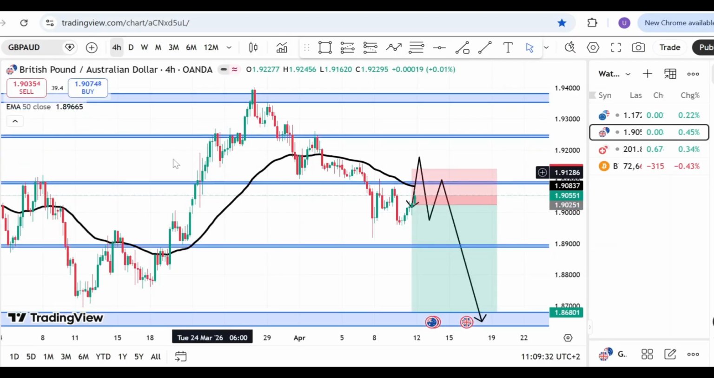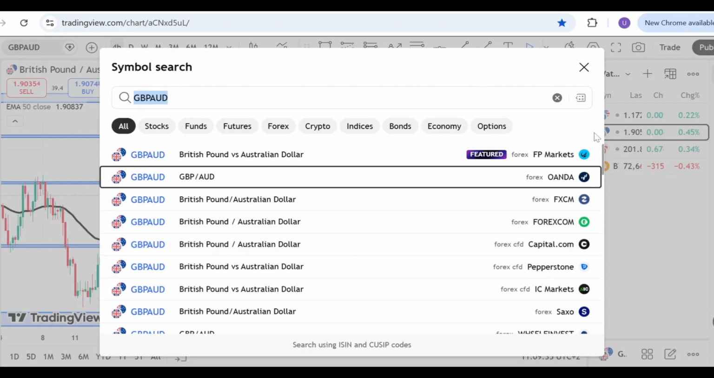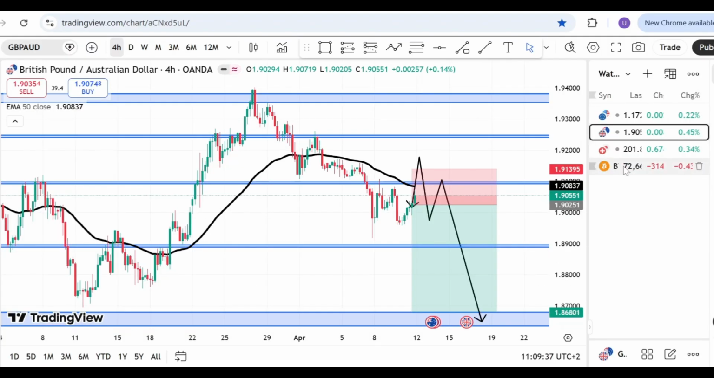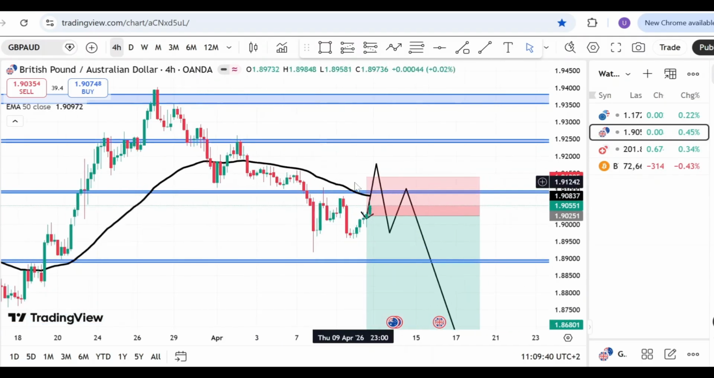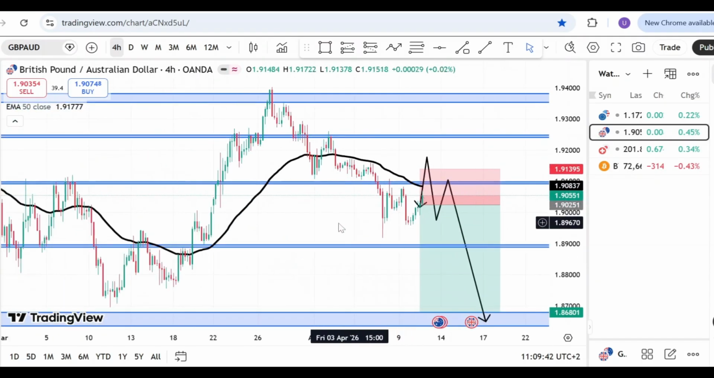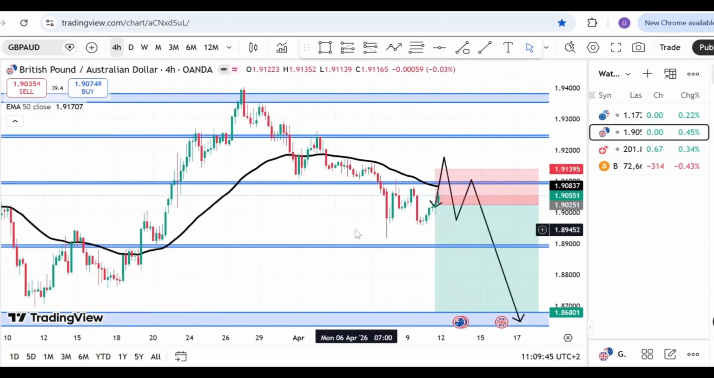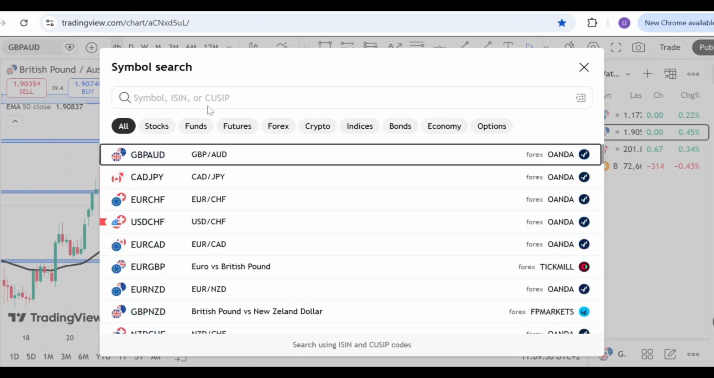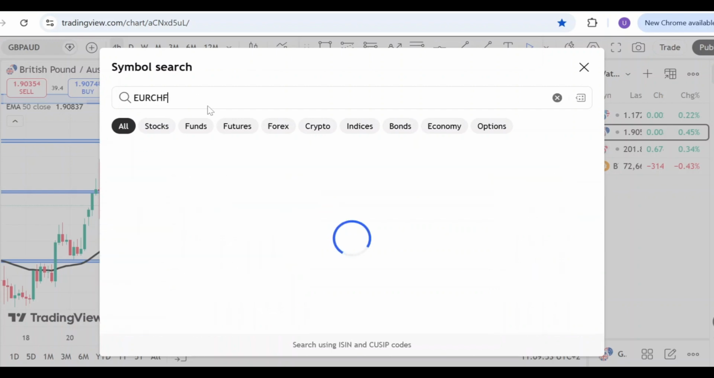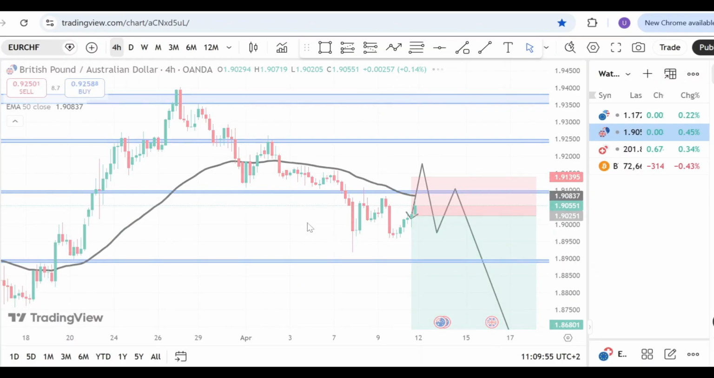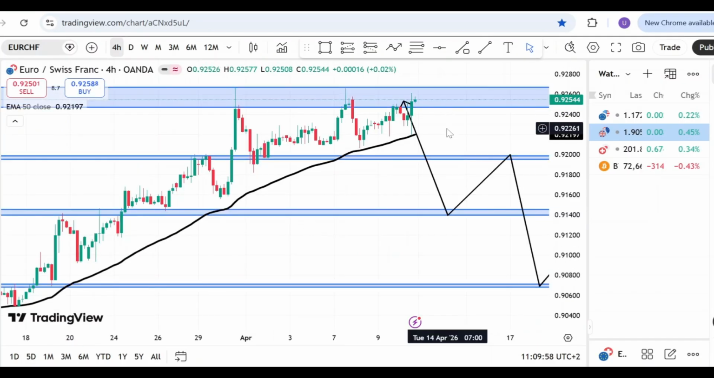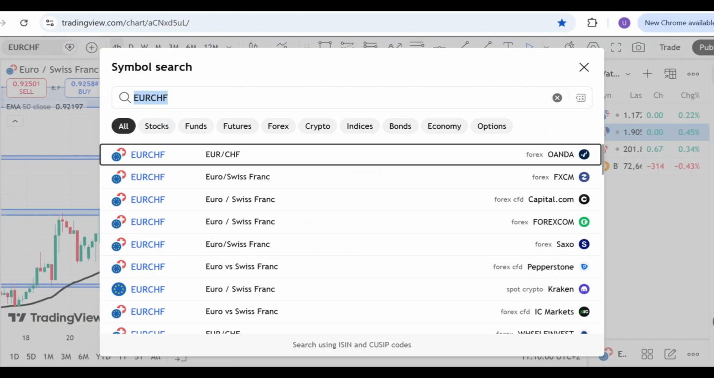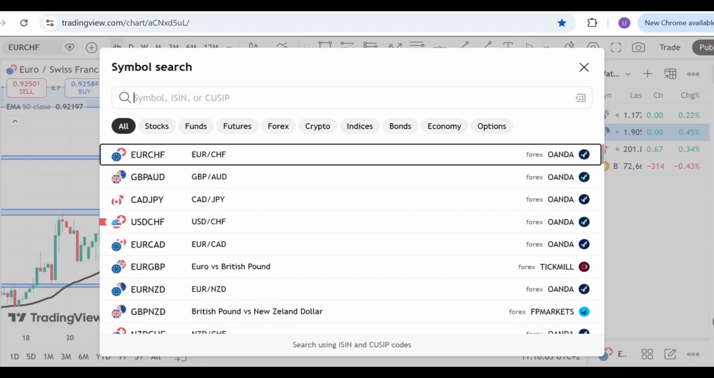We have tried with it. CAD/CHF, we have already seen it. And what next? EUR/CHF, we have already done it. Okay, CAD/JPY, you have finished with it, you are done with it.